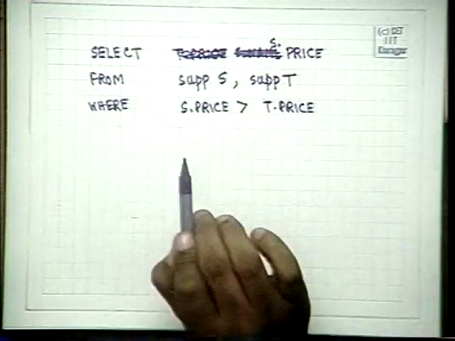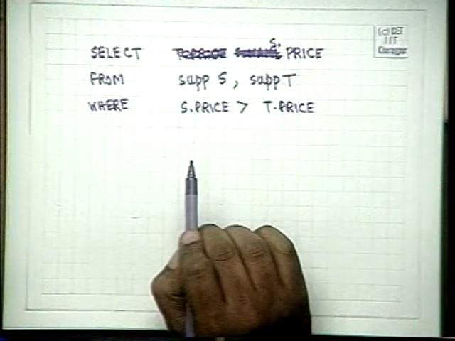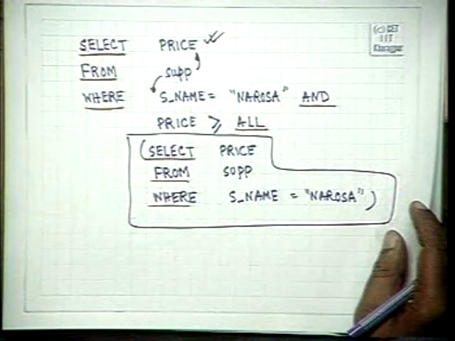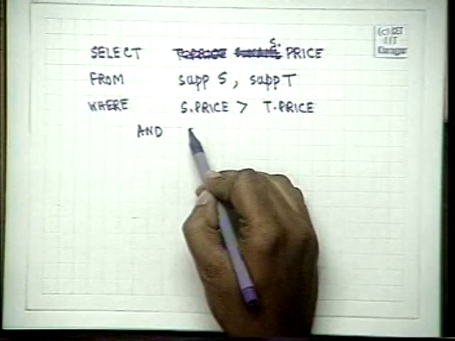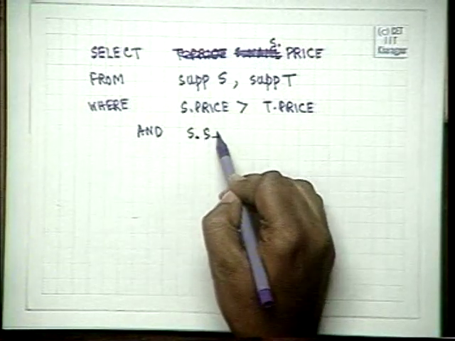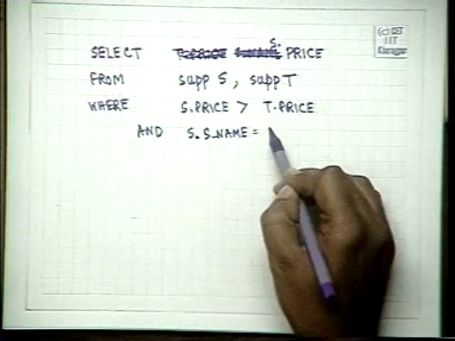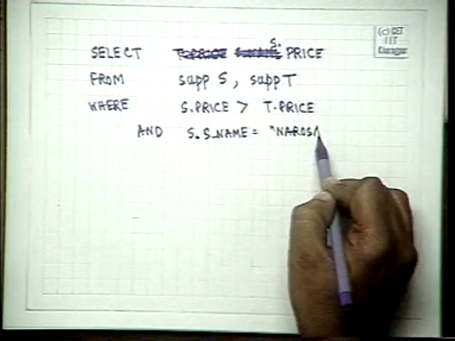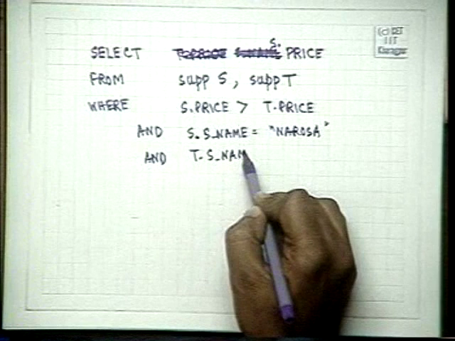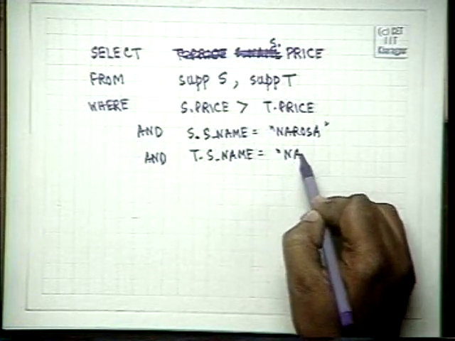Very interesting. Let us see. Does this give us the maximum price of Narosa? This definitely gives us the maximum price of Narosa. This we are sure. The price of the highest, the book which has got the largest price supplied by Narosa. And here, obviously, what do you want? S dot S name equal to Narosa and T dot S name equal to Narosa, isn't it?